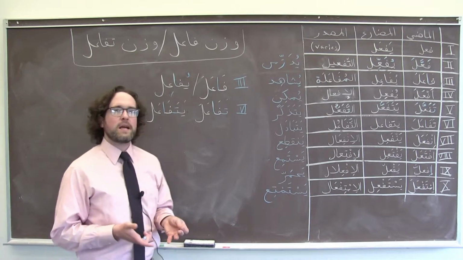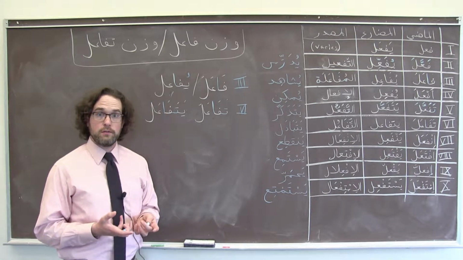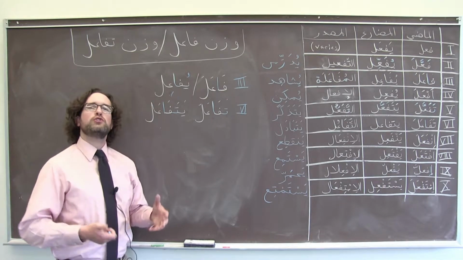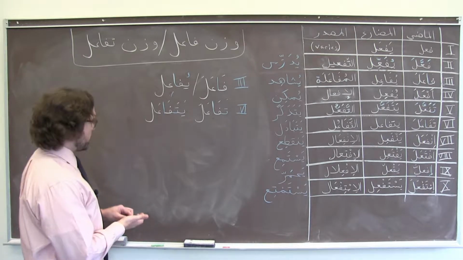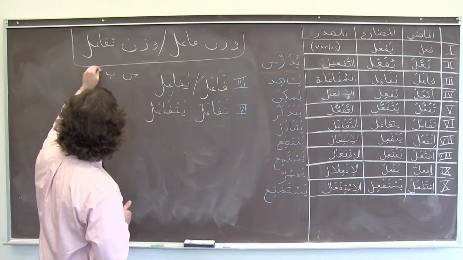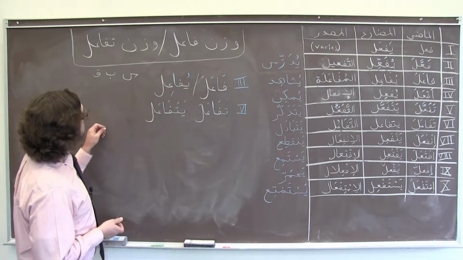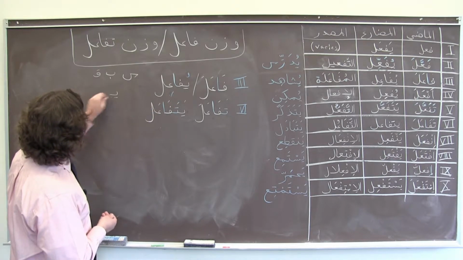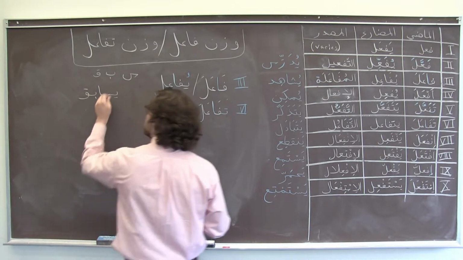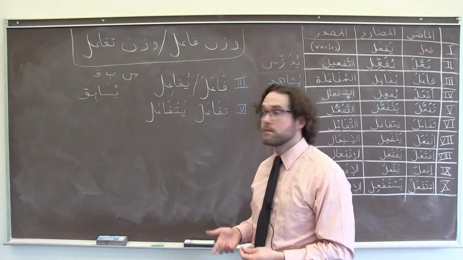In terms of the basic meanings, how the wazn affects the core meaning of the judr, the root, form 3 has a couple of meanings. One meaning that's pretty common is trying to do something. So we have the verb, or I should say the judr, sin, ba, qaf, which at its most basic means coming before, being first. And if we put that into form 3, we wind up with a verb yusabiq, that means to race, to try to come before someone else.